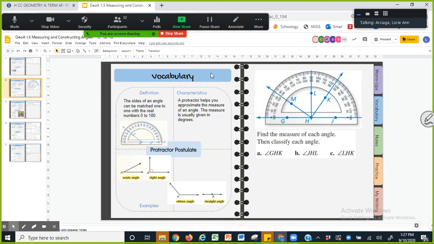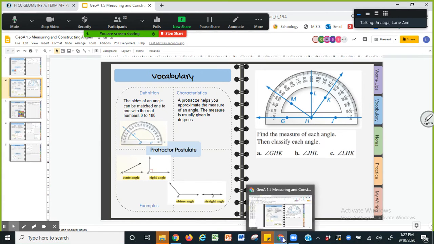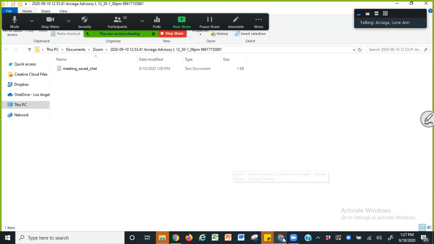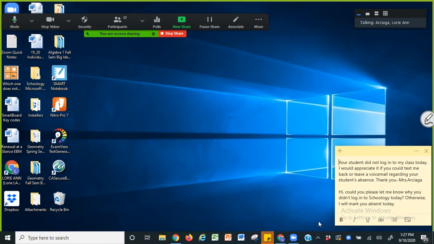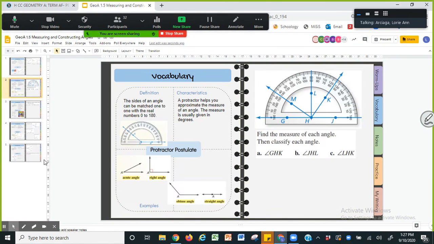So what I would like you to do is in the chat, choose one of these and define them using if and only if. You remember our biconditional statements? So you have to define an angle by using the if and only if statement. Oh, what did I do? Okay. All right.